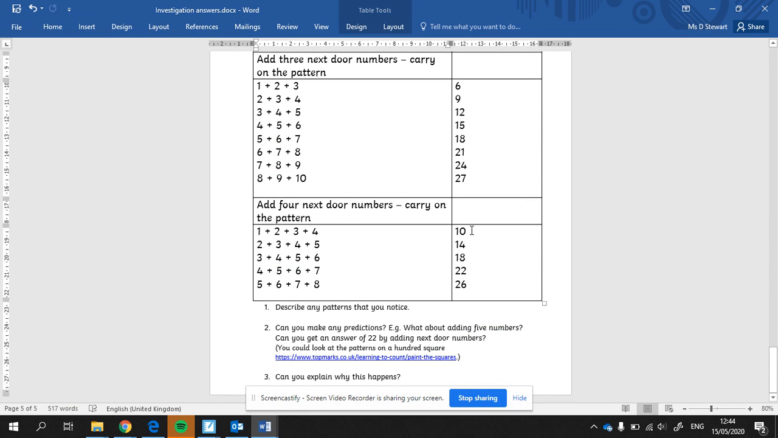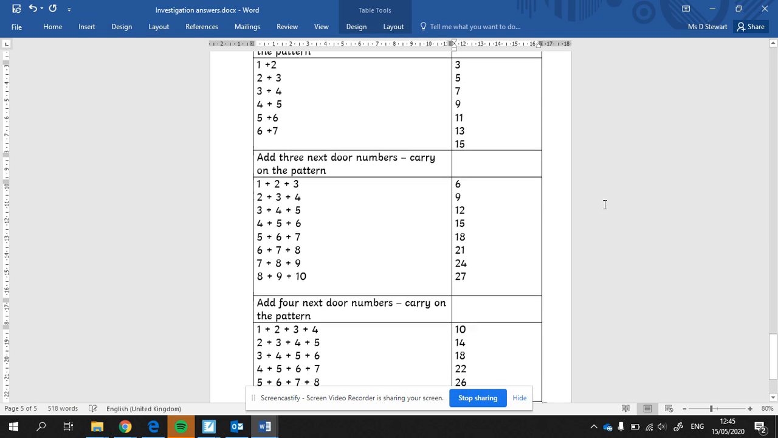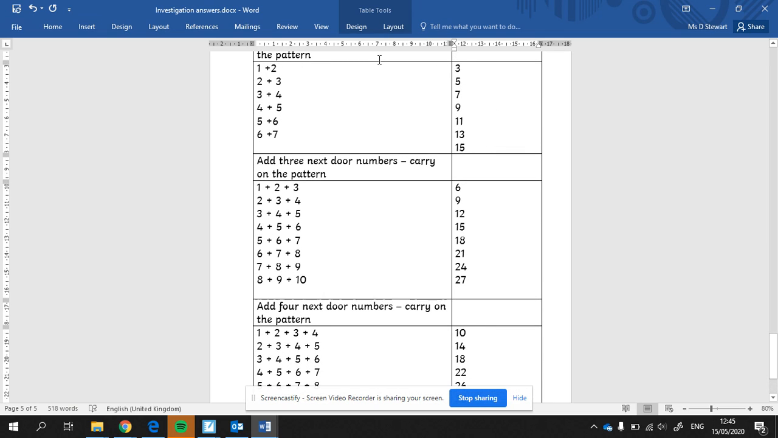Can you spot the pattern this time? 10, 14, 18. This is going up starting from 10, going up in 4s. So can you think what would be 4 bigger than 26 to make a prediction? So we'd get 30. We can predict what would happen next, and we're going up in 4s: 10, 14, 18, 22, 26, 30.